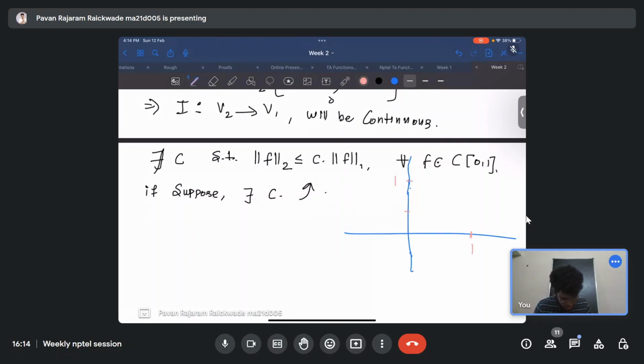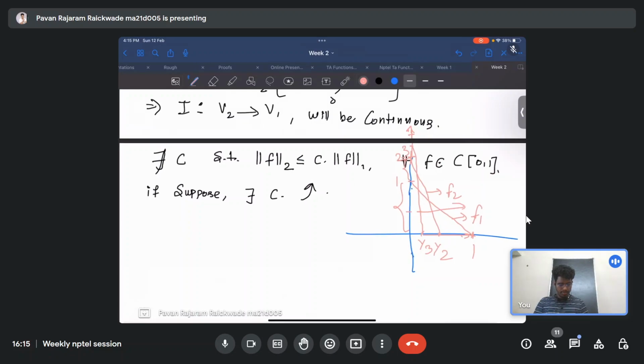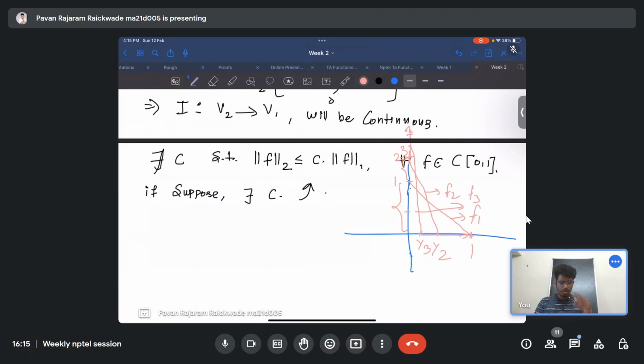This is one, this line, and this is half, this is two. Don't care about the scalings. This function, and afterwards it's zero. So this function is suppose f1. This function I call it as f2. Now again above, suppose you have 3 here and you go for 1/3 here, then you connect these two and then you go 0 forward. You can see these functions are all continuous, right?